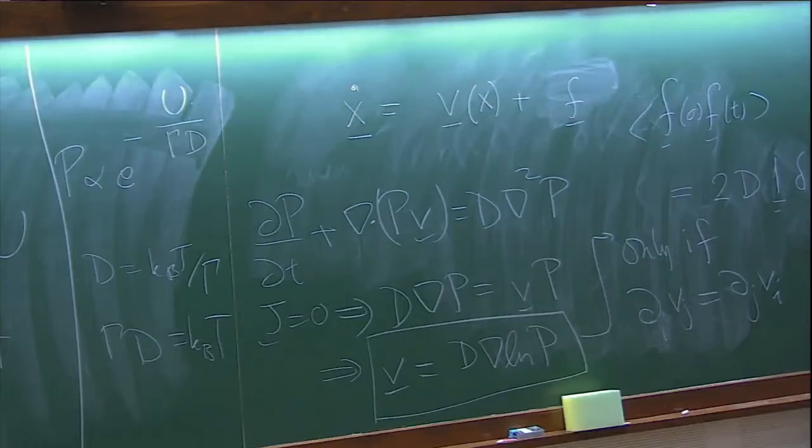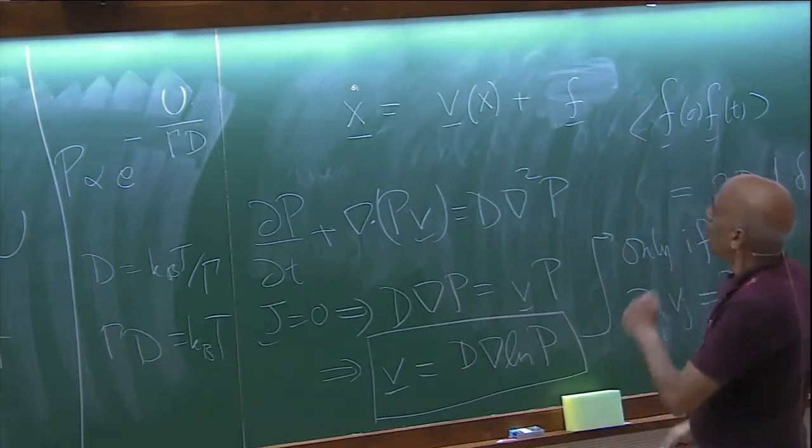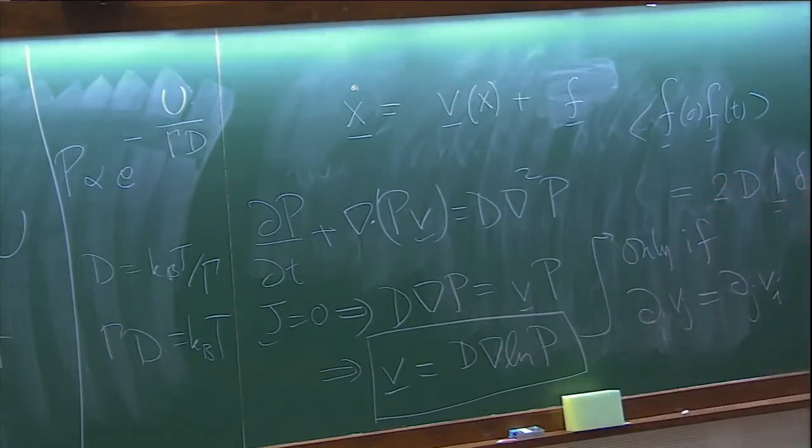Let me see if I can do this correctly. This is the part that I may not be able to do correctly. Supposing F, I can do it right from here. Supposing D is some matrix, okay?